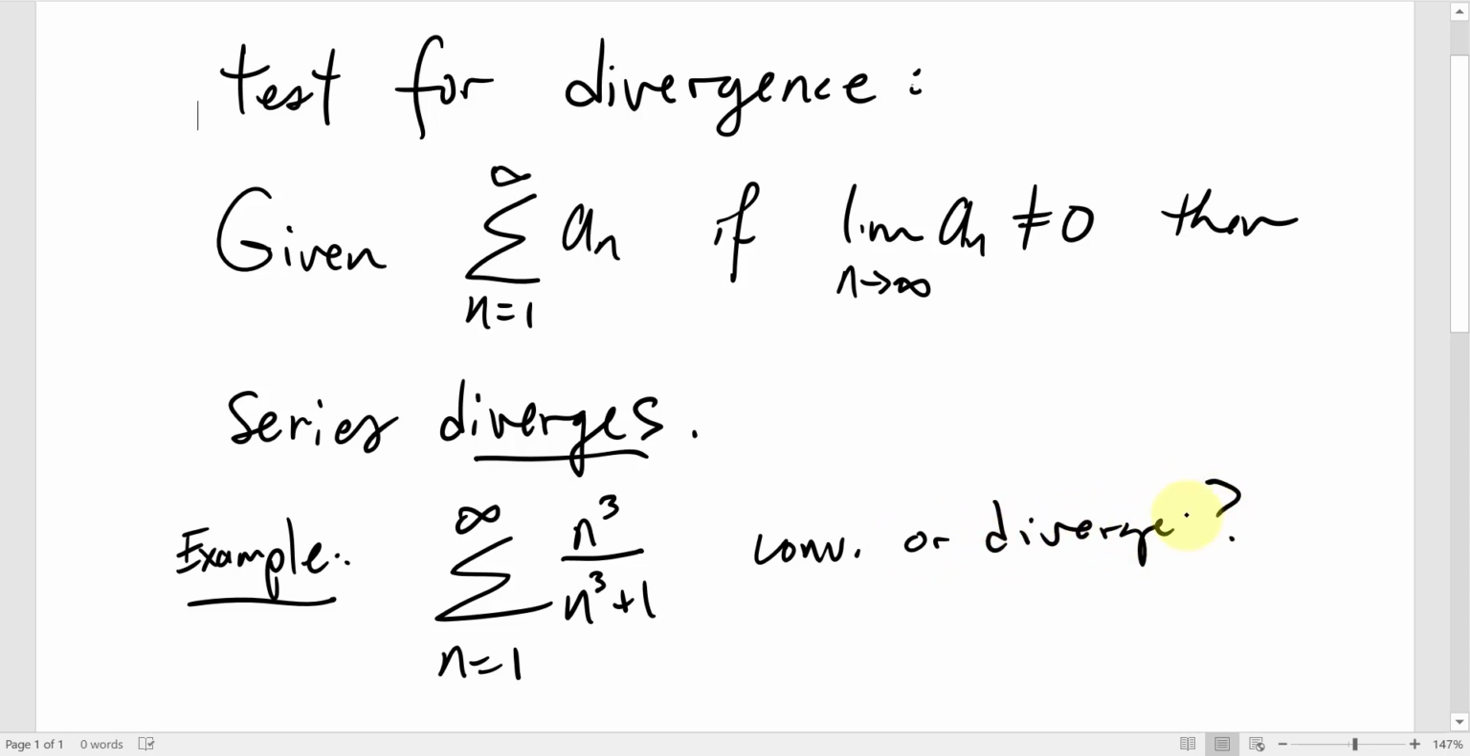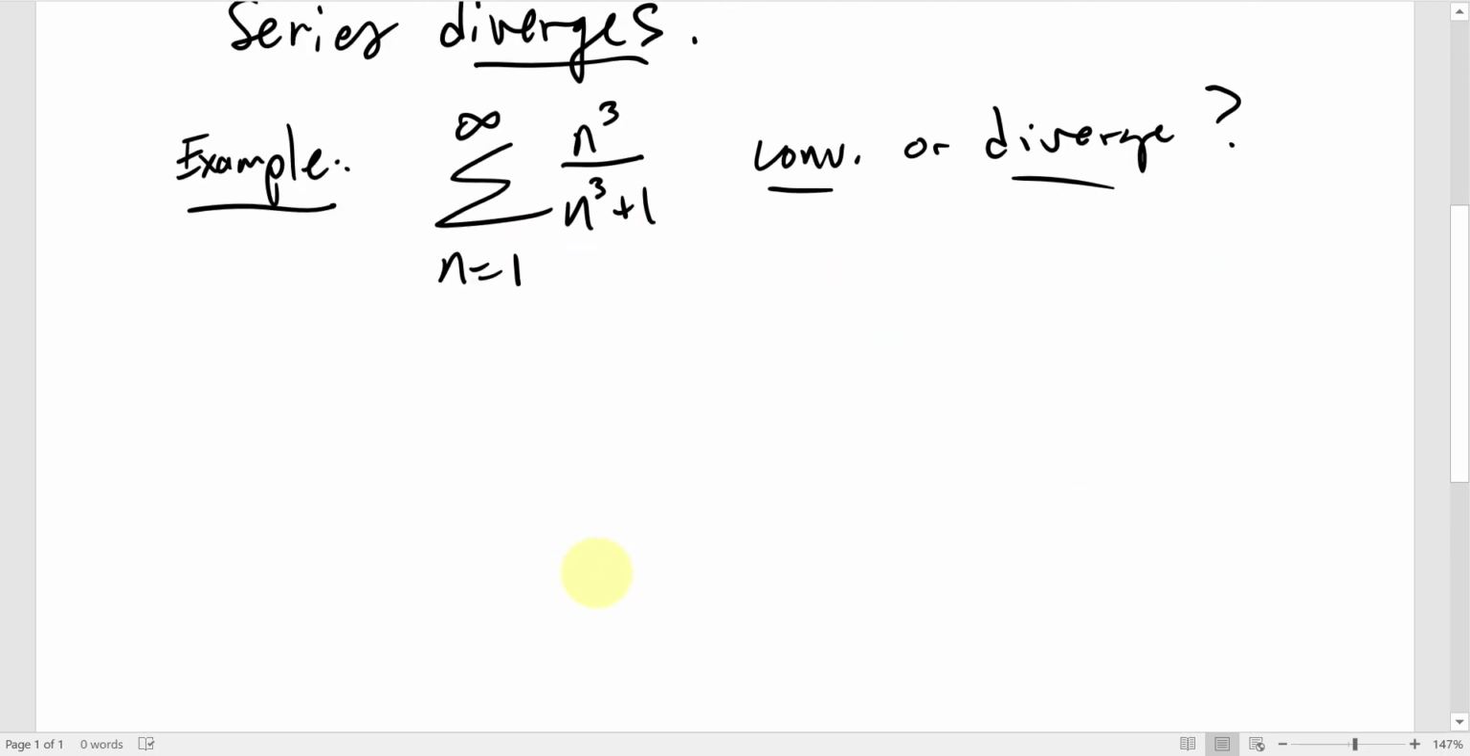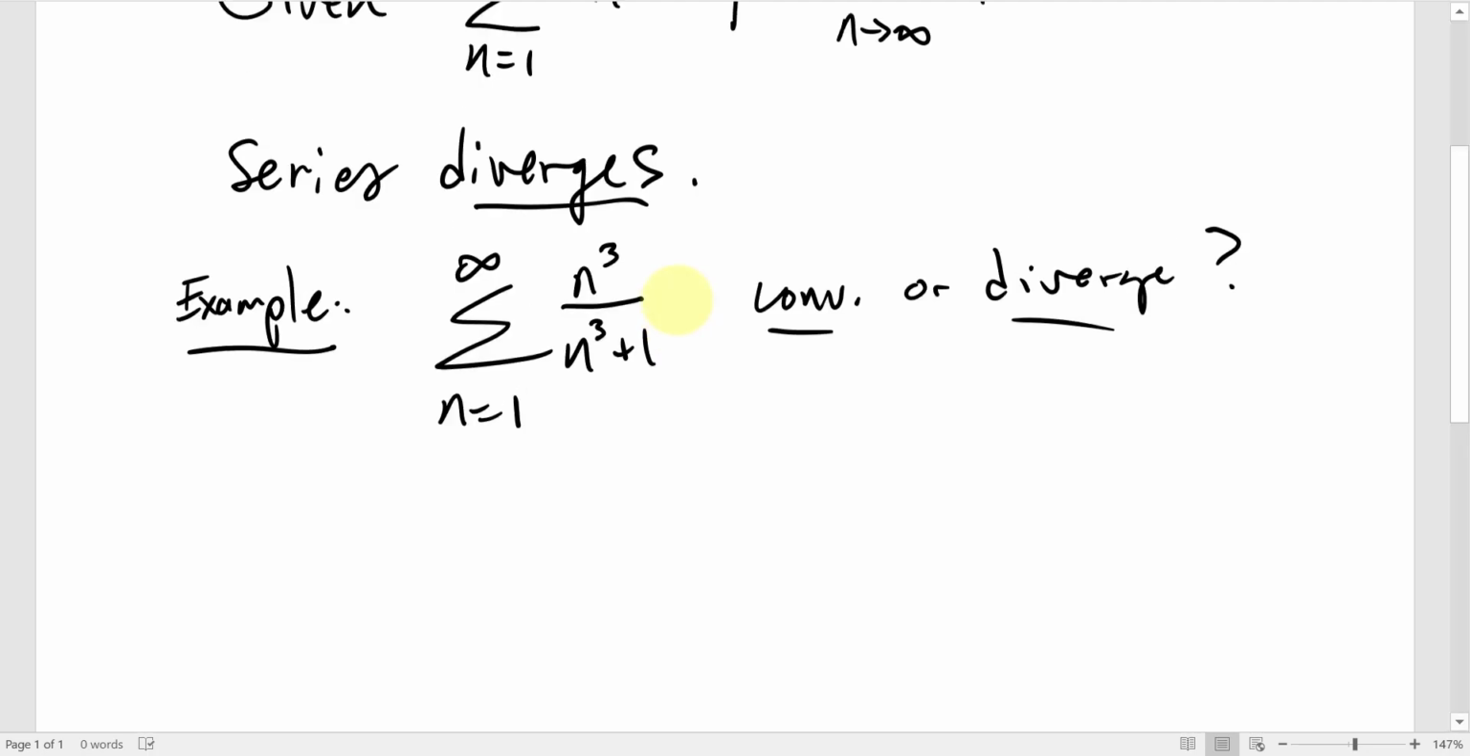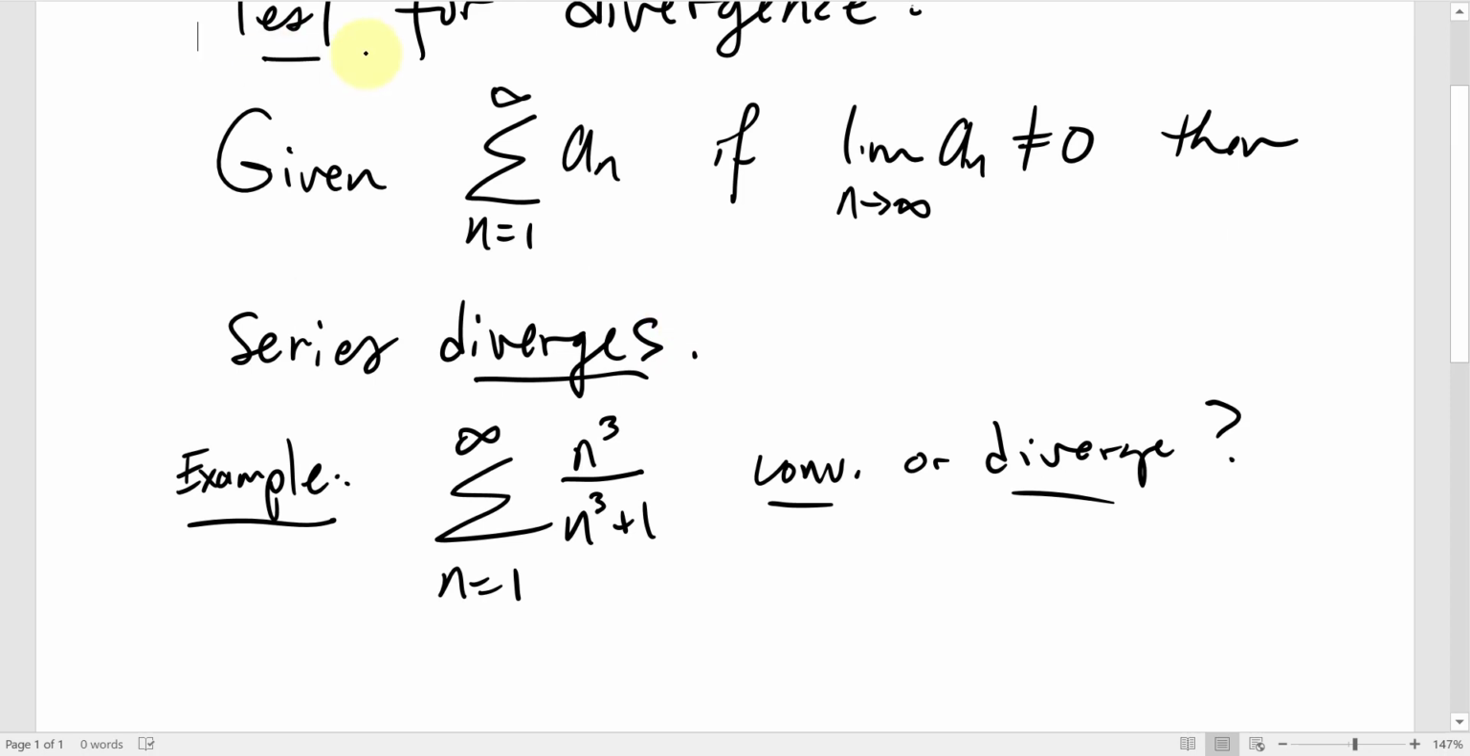Well, these questions come up, and we can often answer them without looking at the sequence of partial sums. The sequence of partial sums for this would be really, really complicated, right? But fortunately we don't have to. We have all these tests for convergence that don't require looking at sequences of partial sums, because it gets really hard. And this test for divergence is such an important concept.